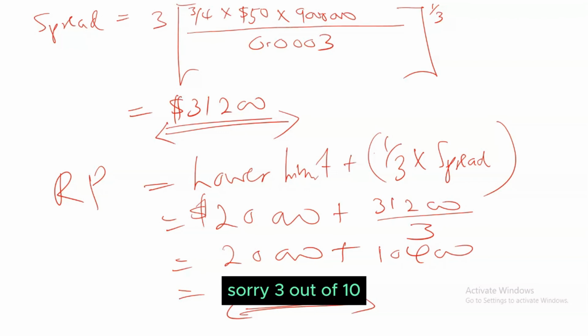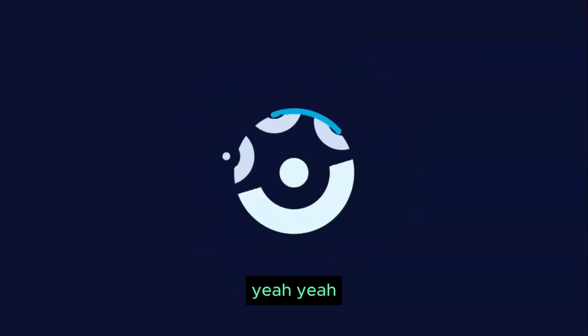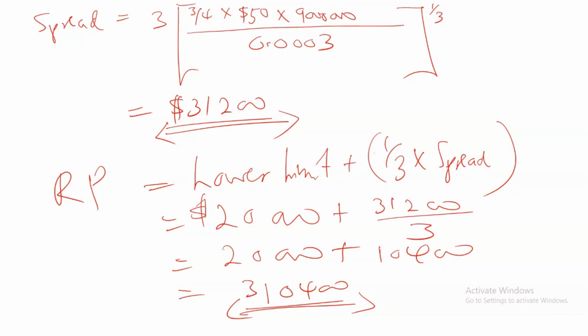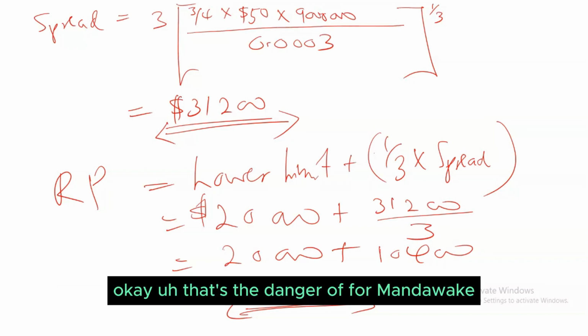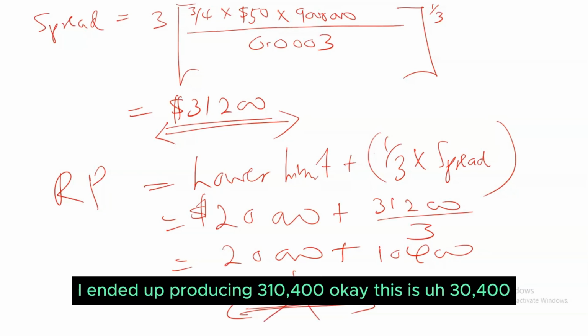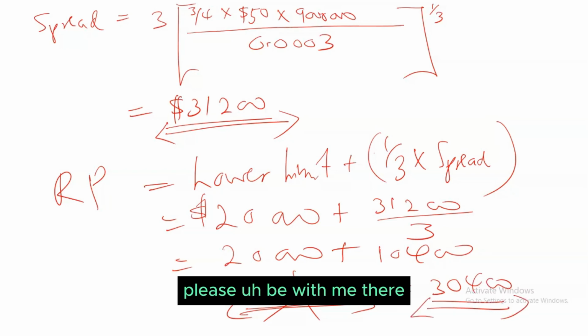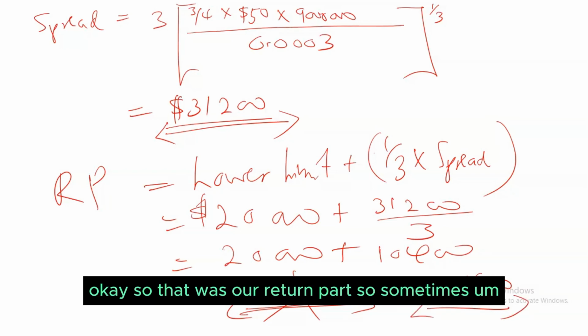Sorry, 310. Yeah. Okay, that's the danger of mental work. I ended up producing 310,400. Okay, this is 30,400. Please be with me there. Okay, so that was our return point.